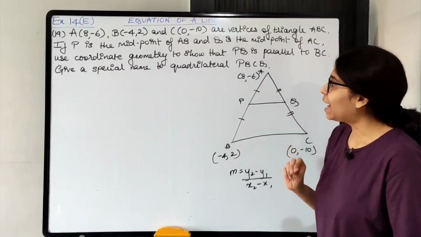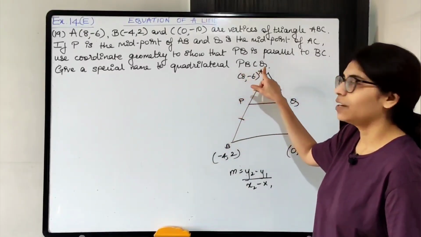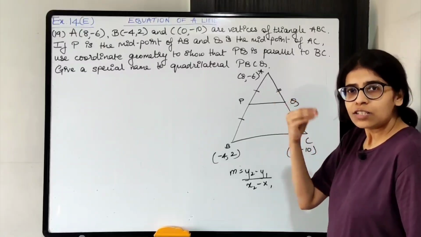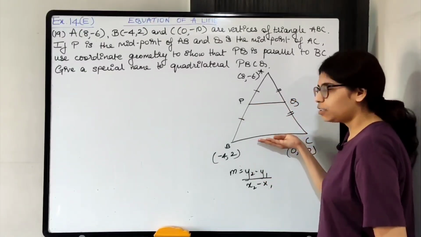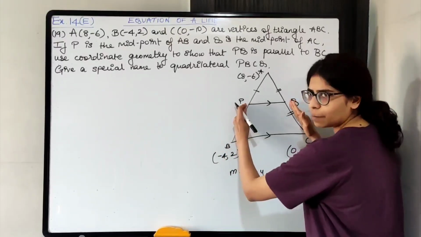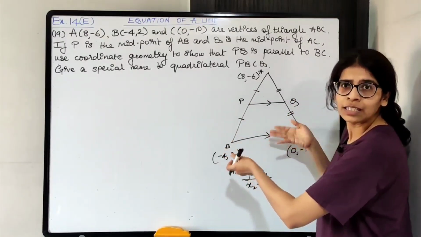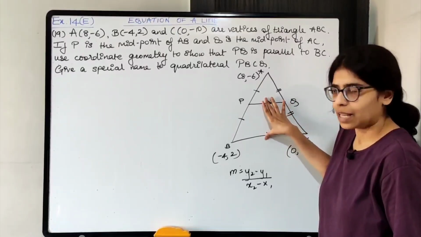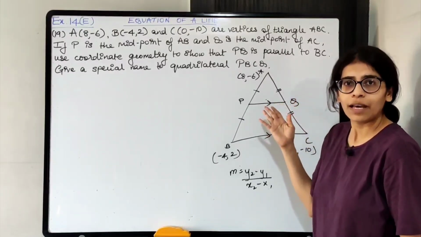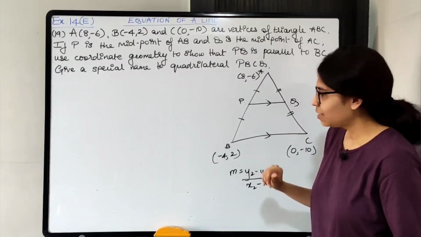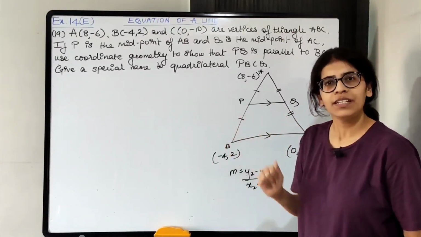Then we have to name the quadrilateral PBCQ. Once you prove that PQ is parallel to BC, these two are parallel. These two are of course non-parallel. From the figure itself you can say they are non-parallel. So a pair of opposite sides are parallel and the remaining two are not parallel, then which kind of figure is this? Trapezium, right? So PBCQ will be a trapezium.